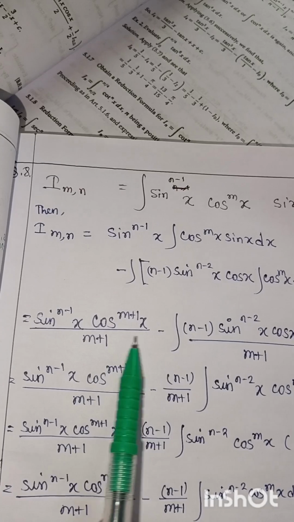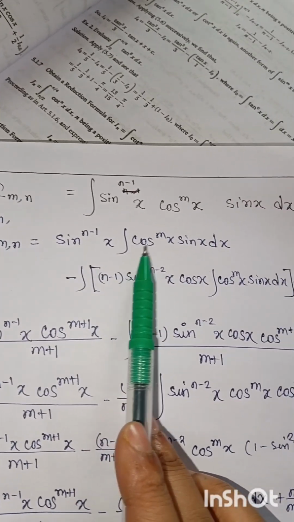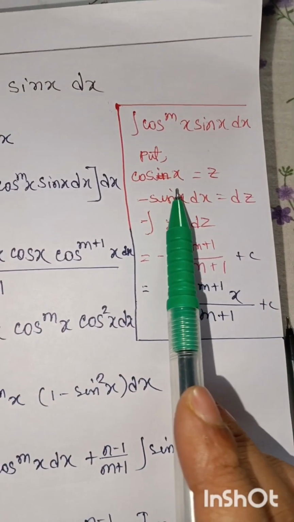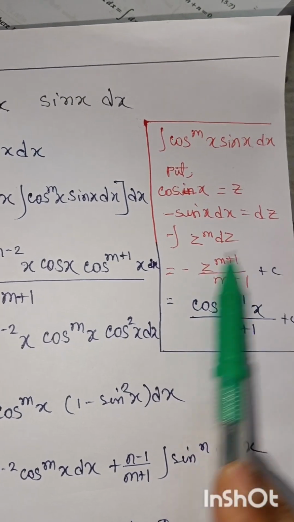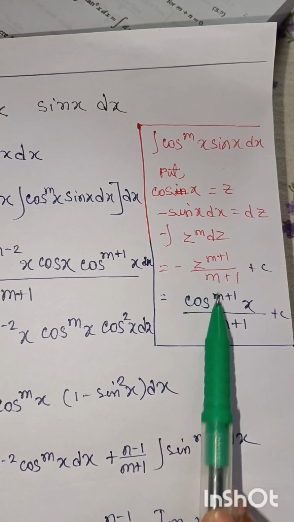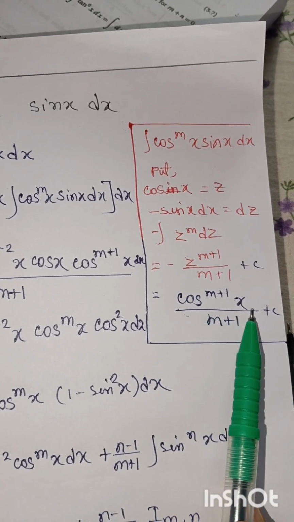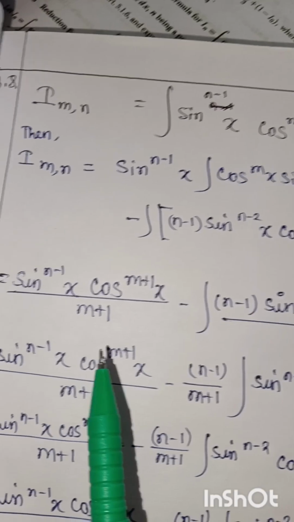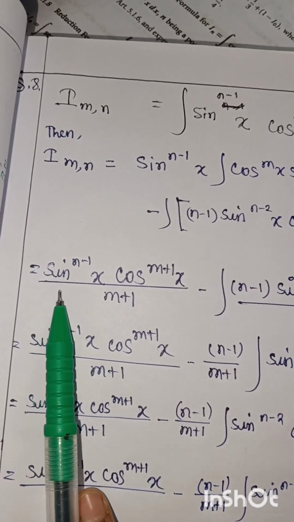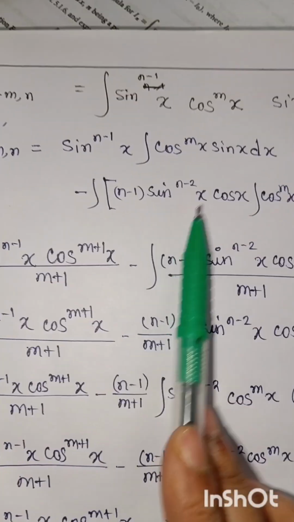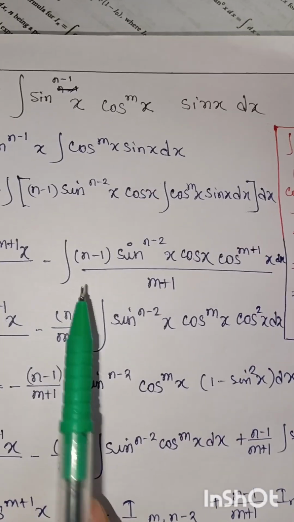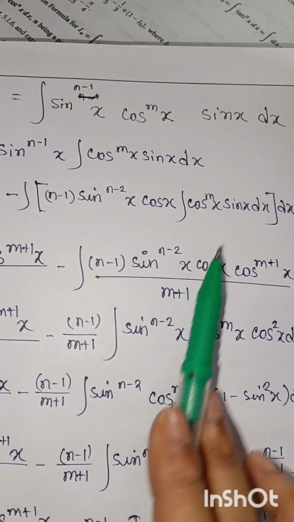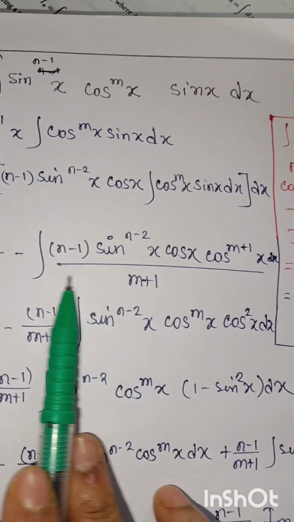So next line I just simplify this equation. Integration of cos to the power m x sin x, we just put the value, that is cos x is equal to z, so minus sin x dx is equal to dz. Then the integral of z to the power m dz is equal to cos to the power m plus 1 x by m plus 1 plus c. Neglect the c. Then we put the value of this integration, that is cos to the power m plus 1 x by m plus 1 minus, simplify the value of this equation in the line. We just simplify this line.